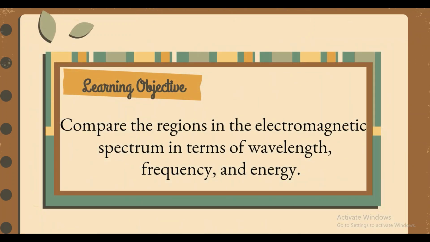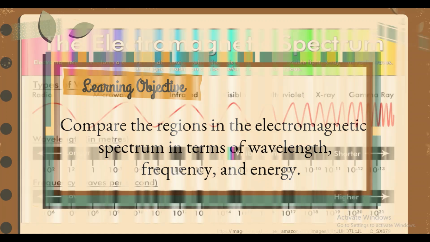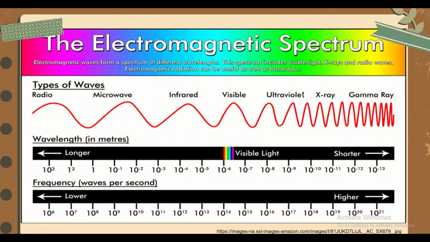So our learning objective in today's lesson would be to compare the regions in the electromagnetic spectrum in terms of wavelength, frequency, and energy. Now, what you're looking at is the electromagnetic spectrum. So this spectrum consists of the 7 types of EM waves. You have their radio waves, microwaves, infrared, visible light, ultraviolet, X-rays, and gamma rays.